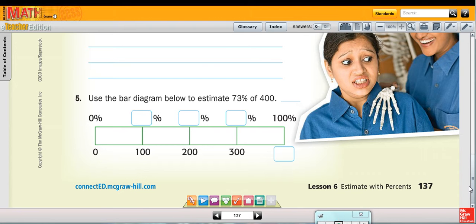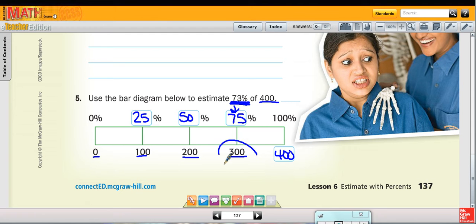Look at number 5. Use the bar diagram to estimate 73% of 400. How many groups do we have again? 4, so we're going by what percentages? 25, 50, 75. What if they had 5 boxes? What would we be going by? 20%. What if they had 2 boxes? 50. Okay, so we could use that. Then we're going by what here on the bottom? By 100, so this last one should be 400, which makes sense because that was here. 73% is pretty close to what? 75%, which is here, so our answer would be 300.